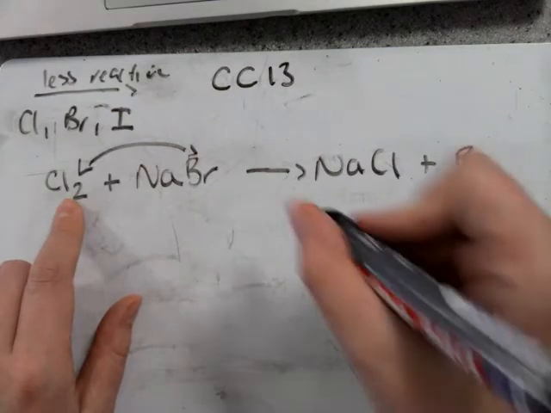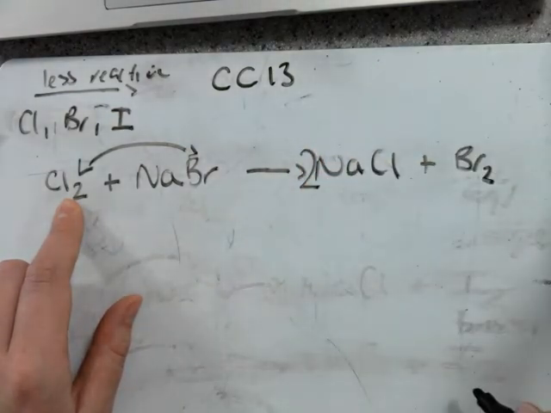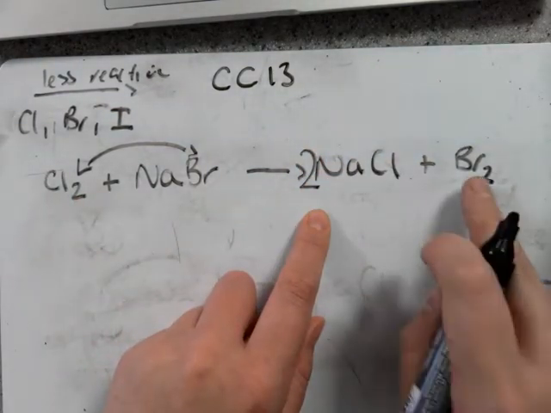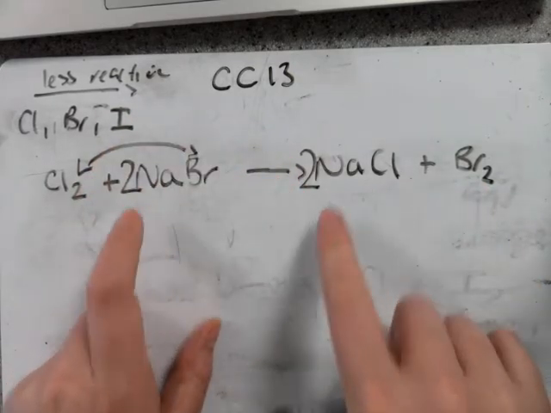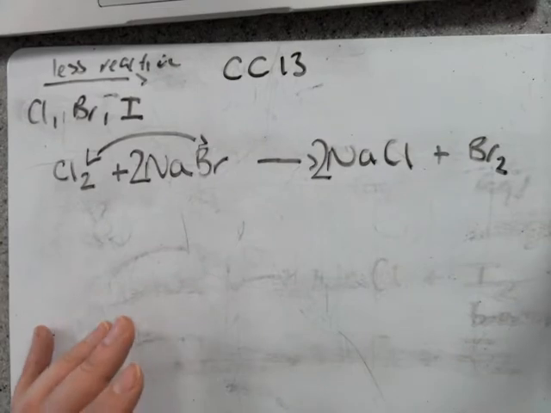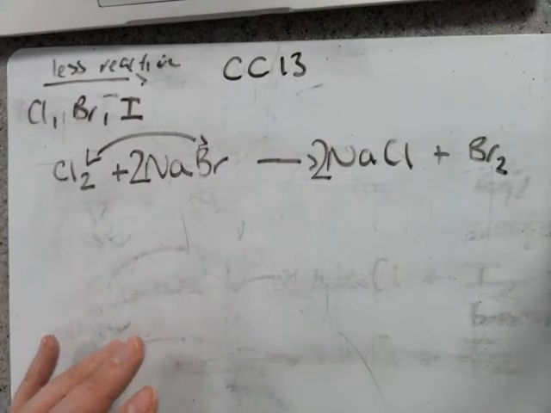I've got 2 chlorines on the left. I need a big 2 to give me 2 chlorines on the right. I've got 2 bromines on the right. I need a big 2 to give me 2 bromines on the left. And then my sodiums are also balanced. So that would be my equation for the reaction.